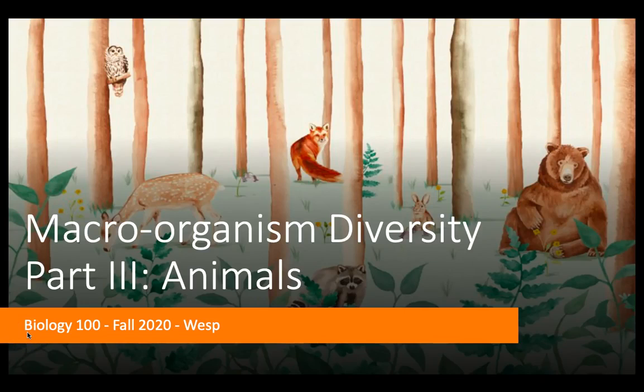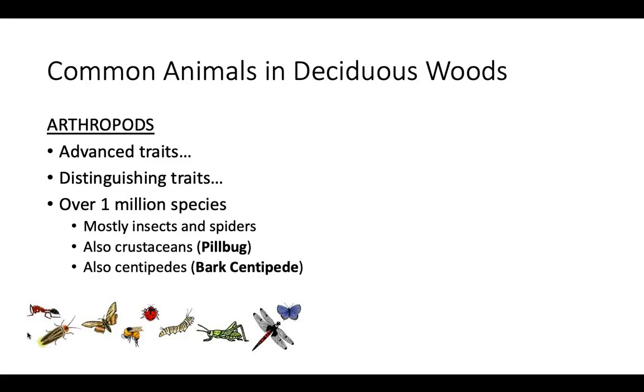In this section, we are going to focus on the animal kingdom. So there are many different groups of animals. In lecture, we learned about 9 primary groups, but we are going to focus on 2 groups that are common in the deciduous woods that we've been visiting.